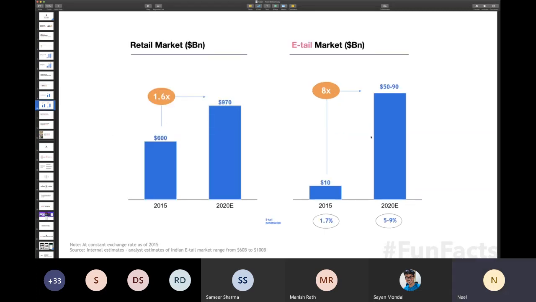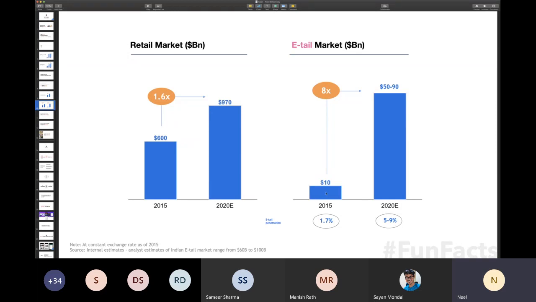This is just the retail market. If you try to break it down on purely the e-commerce side of things, back in 2015, if the total retail market was around $600 billion, the e-tail market was only around $10 billion. Because the internet penetration was low, a lot of people were not connected to the internet. They didn't have devices that could enable them to connect to the internet. So they had very little exposure back then.